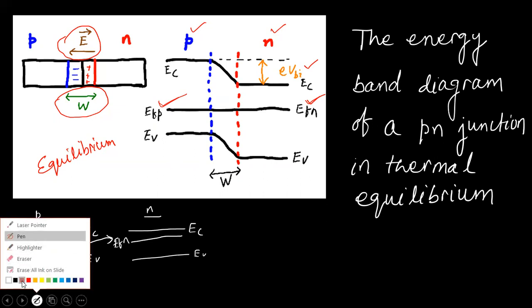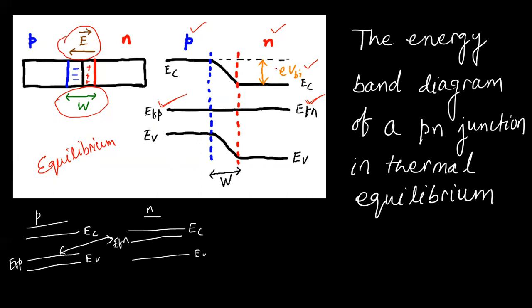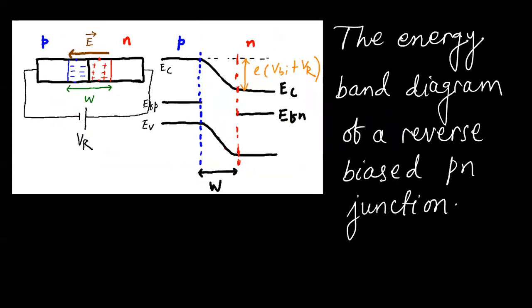Now, this is the potential drop we said, or the energy gap, which we have already discussed. Now what will happen if you give a reverse applied bias? As we said, the p region is connected to the negative terminal and the n side is connected to the positive terminal of the battery or the cell. So the depletion width, the space charge region W, increases here.